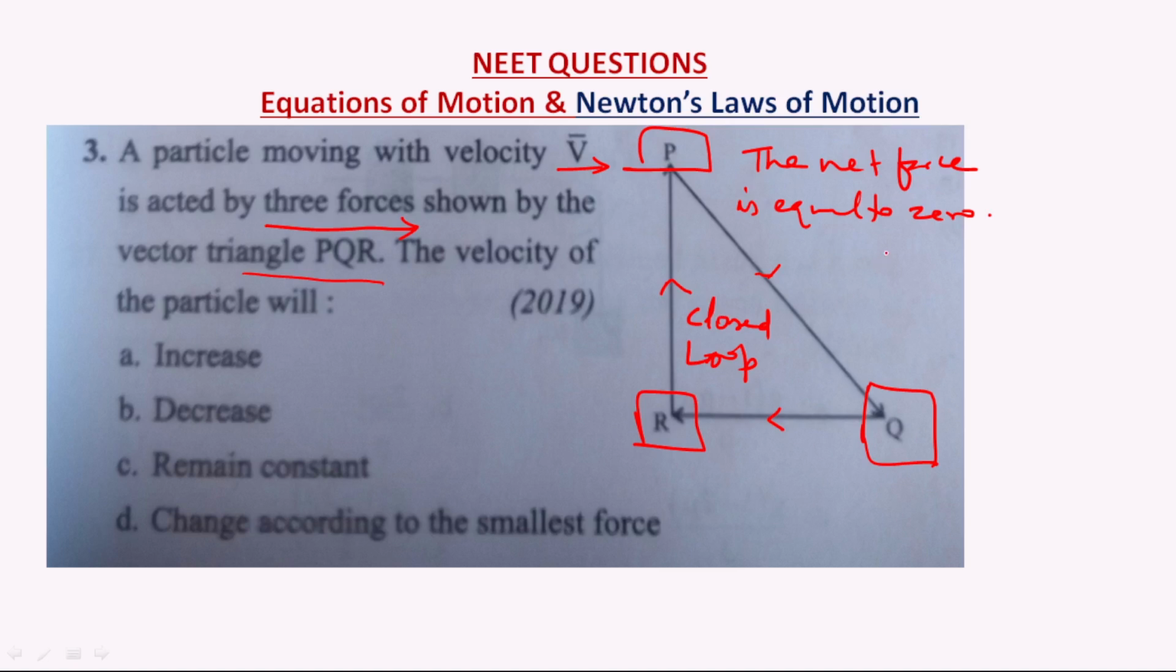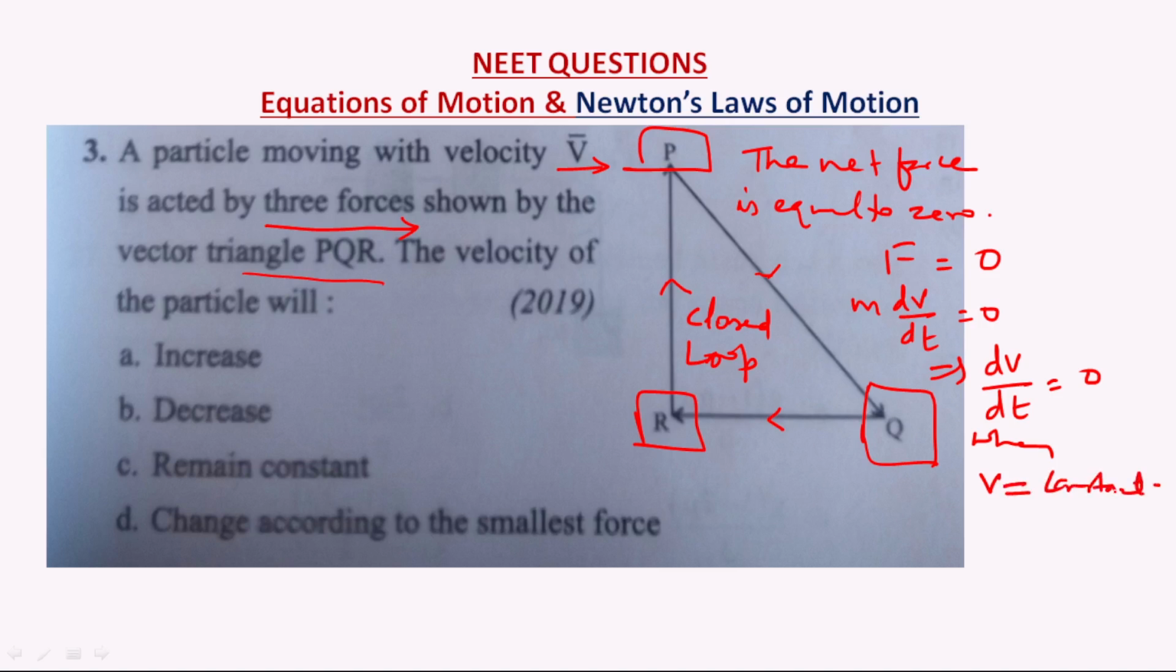We know that F is equal to 0 and F is m dV by dt. So when will dV by dt be equal to 0? Equal to 0 only when velocity is a constant. The derivative of a constant is 0. So when velocity is constant, then only dV by dt will become 0. So in this case, the answer is remain constant.